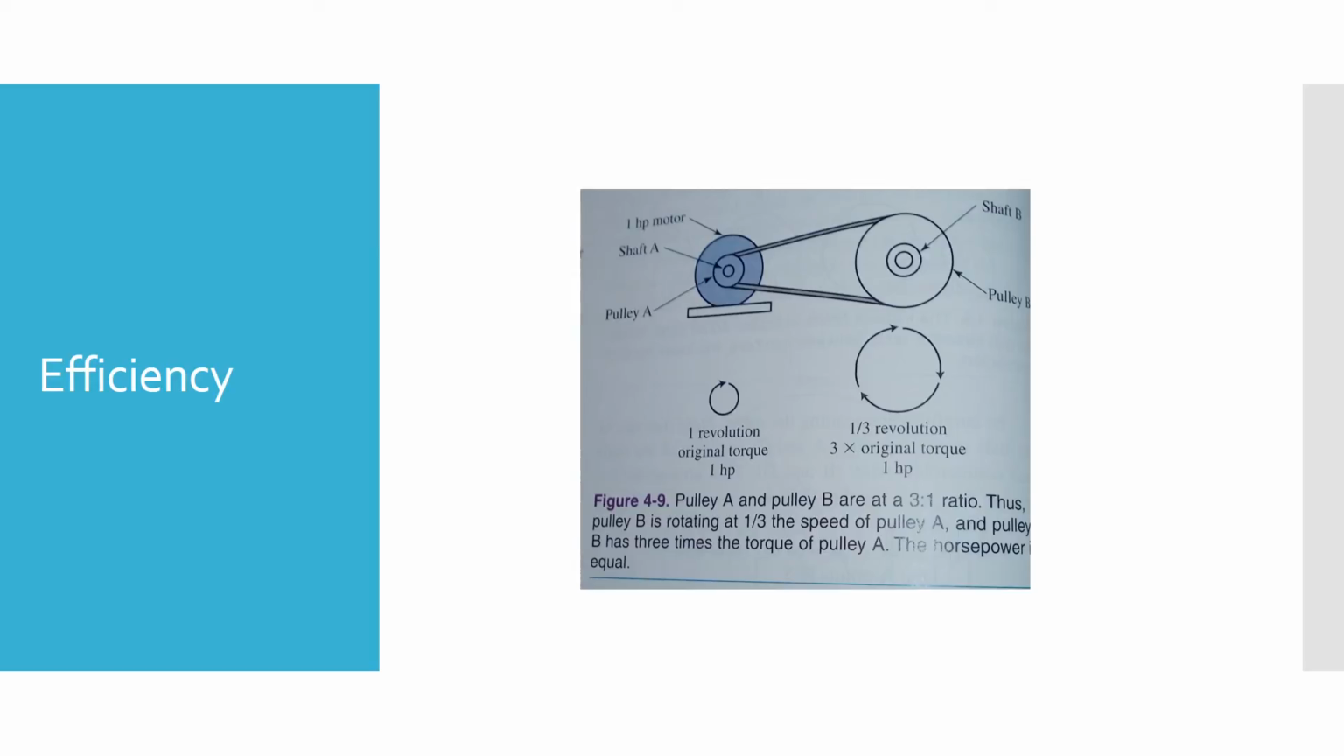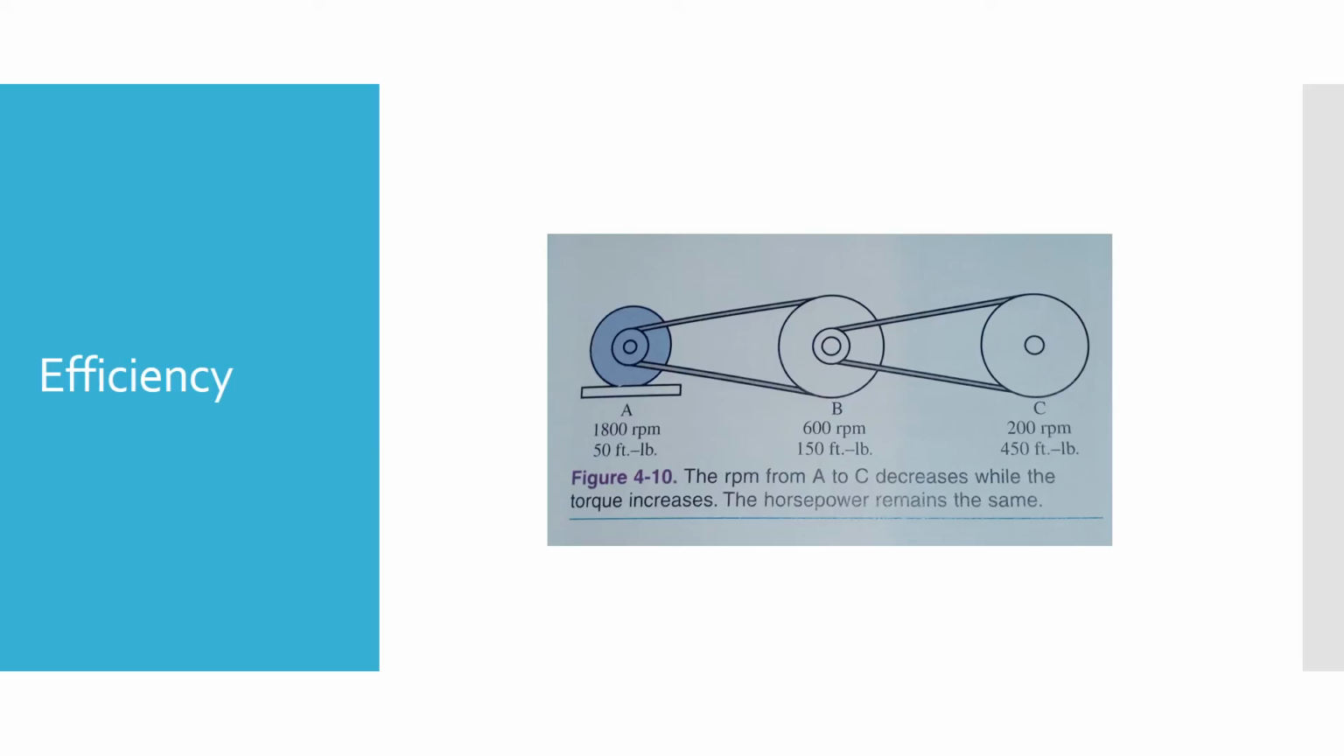The study of physics includes the law of conservation of energy. The law of conservation of energy states that energy can neither be created nor destroyed. Energy can only be converted from one form to another. In the pulley example, the energy or power of pulley A is equal to that of pulley B, with the exception of a small energy loss due to friction.